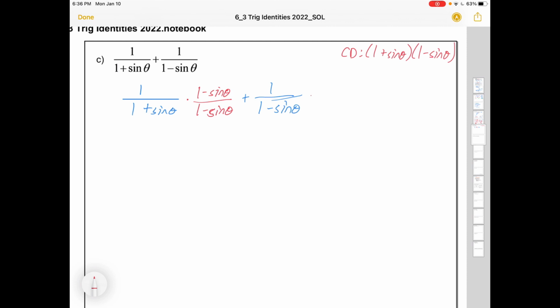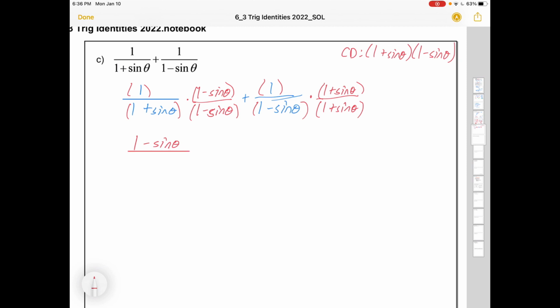And the second term is missing the 1 plus sine theta. So that's got to be on top and bottom. And when we multiply, we can think of brackets around every sort of piece of it. So what is that going to give us? Well, in the first one, it'll give us 1 minus sine theta on top.